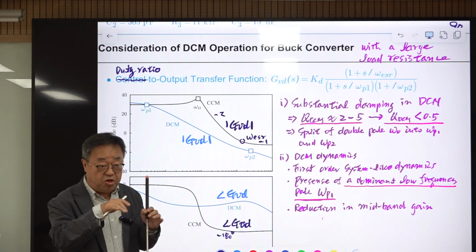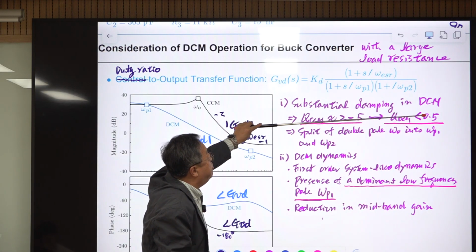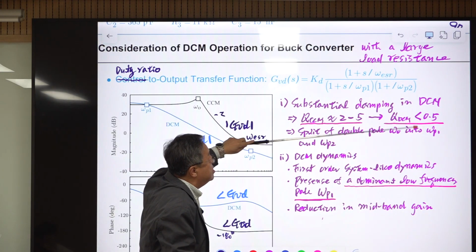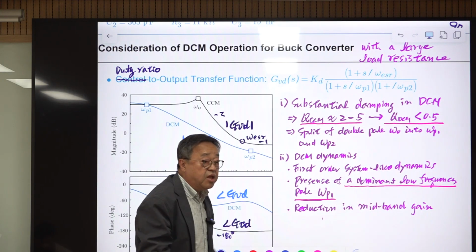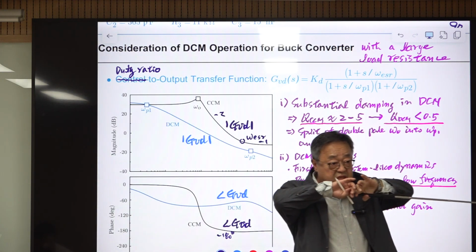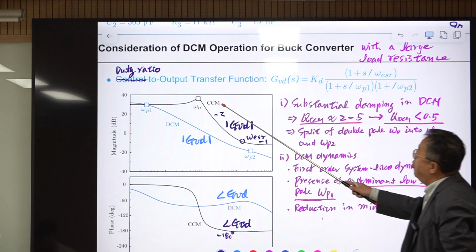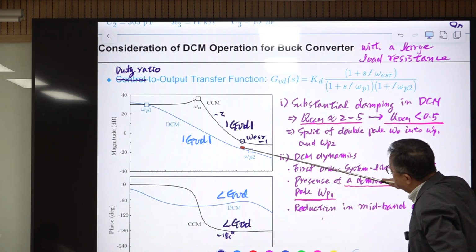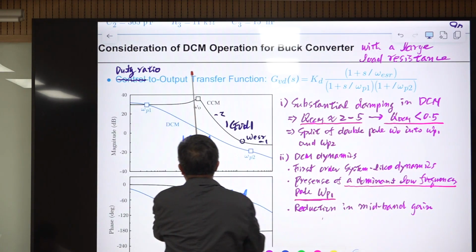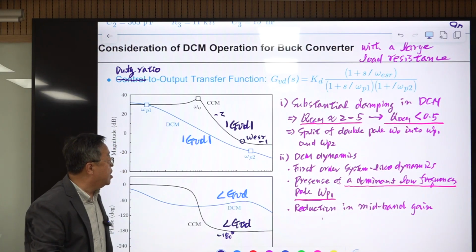This means that if Q is larger than 0.5, you have a double pole, two complex conjugate poles. But with sufficient damping due to this large resistance, Q decreases to smaller than half, less than 0.5, and then this double pole splits into two real poles, one going to low frequency, the other going to higher frequency. That is shown here. So omega P1 goes in this direction, and the other pole goes in this direction. Actually, the distance between this and this should be the same. You can prove that.